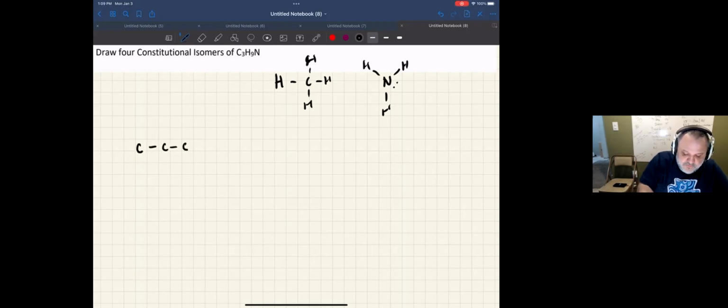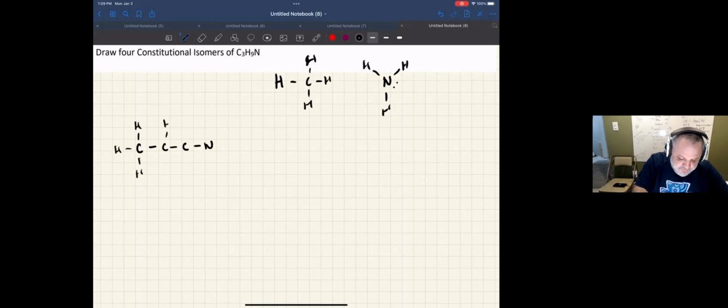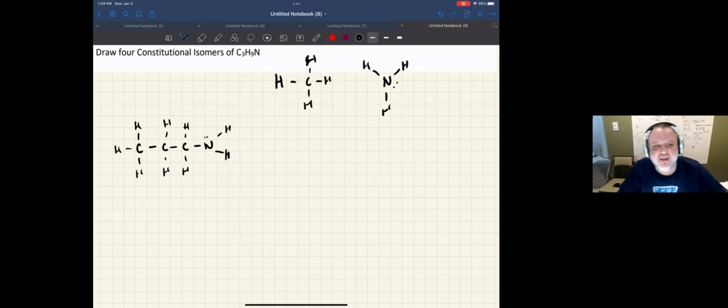1, 2, 3 carbons in a row, and then a nitrogen. That's a possibility. One thing about drawing Lewis structures is to remember that if I draw the nitrogen first and then 3 carbons in a row, that's exactly the same, so I'm not going to consider that as different. Let me fill in the rest of the hydrogens to complete my Lewis structure. If you count up all the valence electrons for all of the atoms, you would see that we have all of them listed, and this is a good Lewis structure for C3H9N. So that's one possibility.